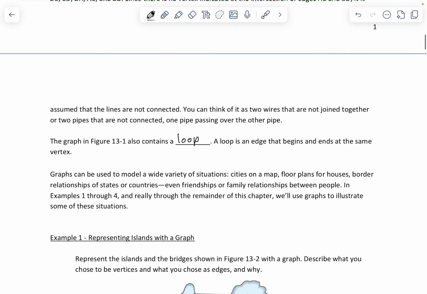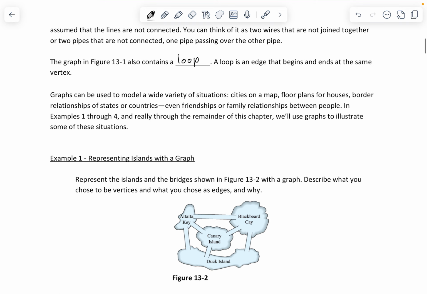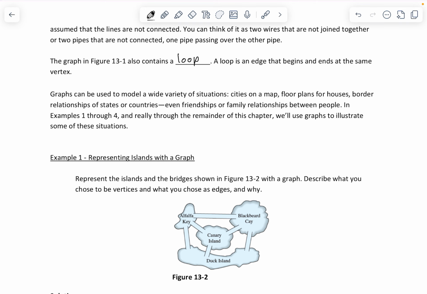Let's look at our first example, this one representing islands with a graph. So we have this picture of 4 different islands, and the islands have various bridges connecting them. So we're asked to represent the islands and the bridges shown in the figure with a graph. Describe what you chose to be vertices and what you chose as edges and why.